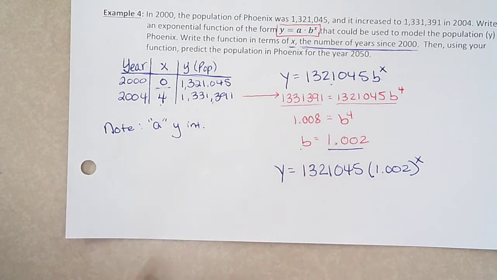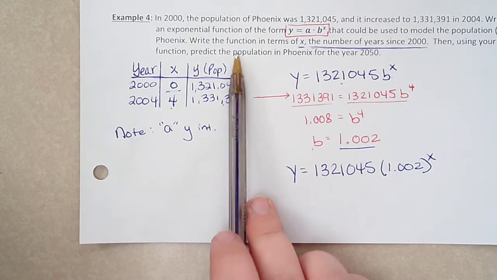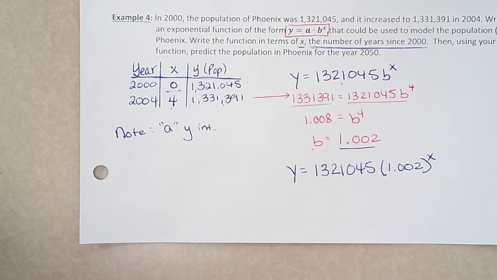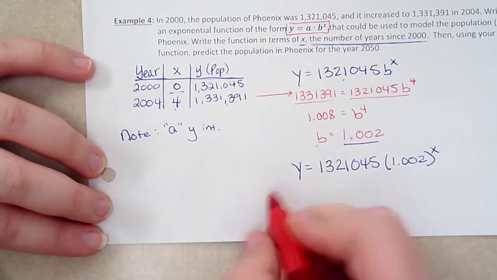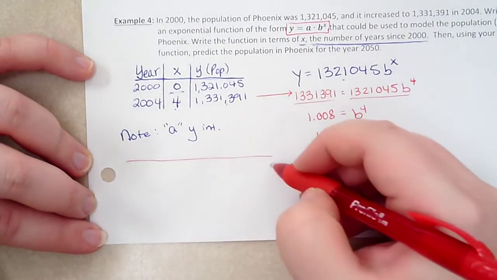Notice, I only did all of this so that I could solve down and get my b. Now remember what it asked us for. It asked us to predict the population in Phoenix for the year 2050. So we're going to do that. I'm going to bring in another colored pen. Here's my prediction piece. I'll do it over here.